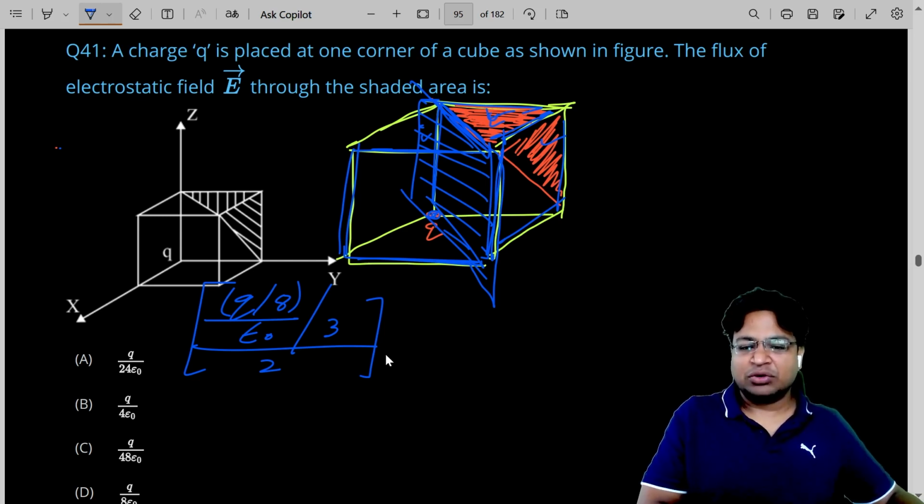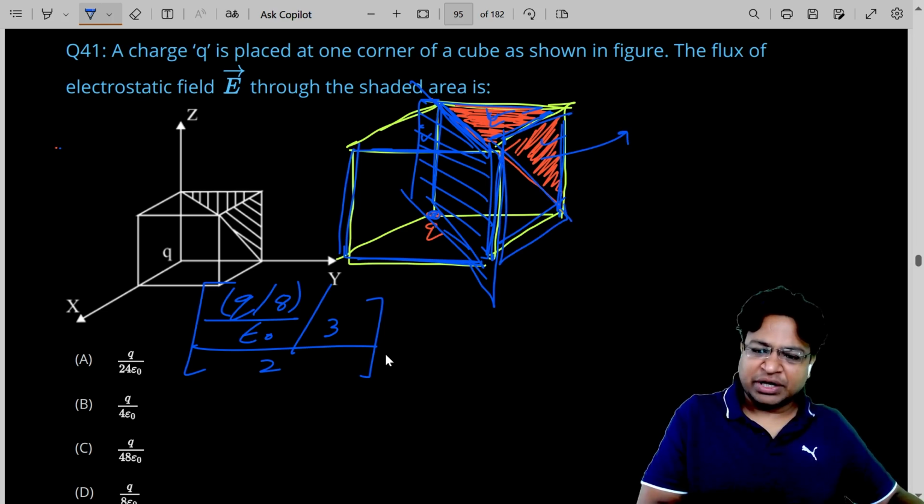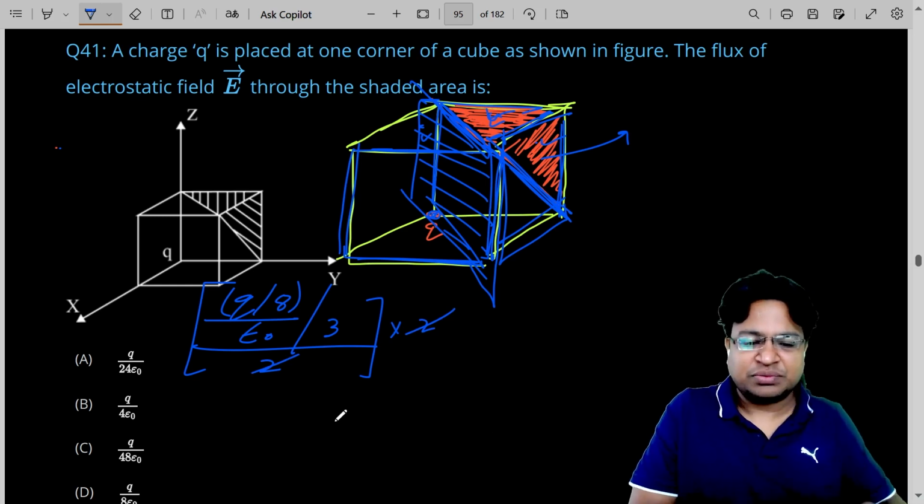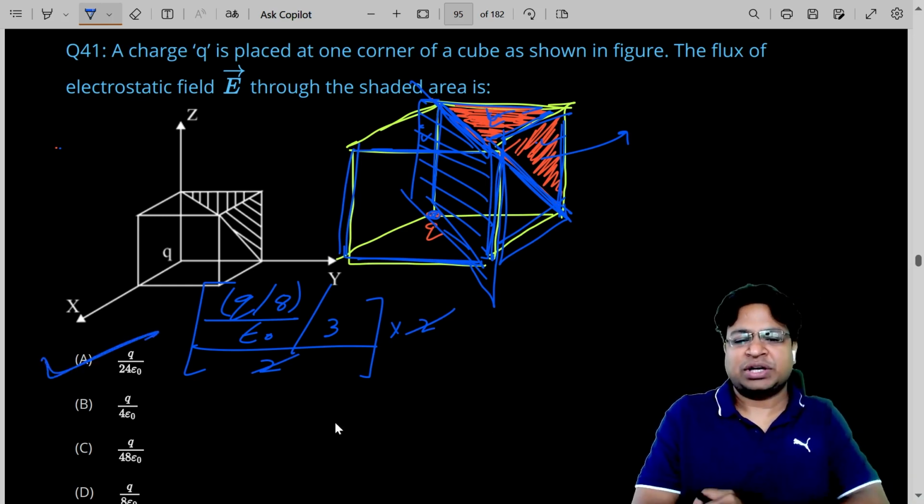Again, the flux coming out of this surface: this entire surface is also symmetrical about this diagonal. So we have two such surfaces, so into two. So this two and this two get cancelled. So Q by 24 epsilon naught is what we are looking for. So this would be the right answer.